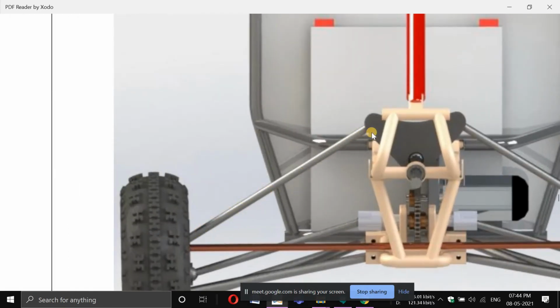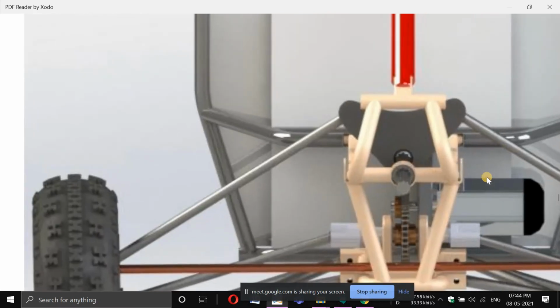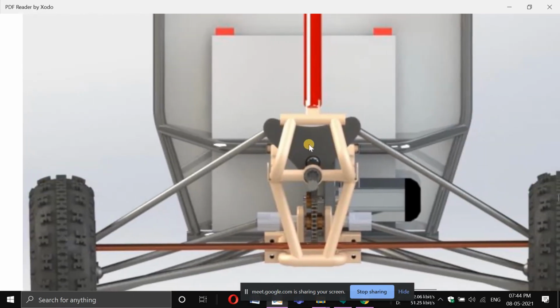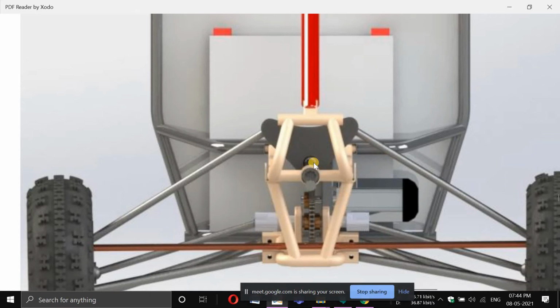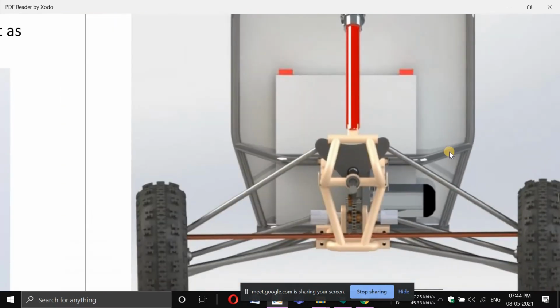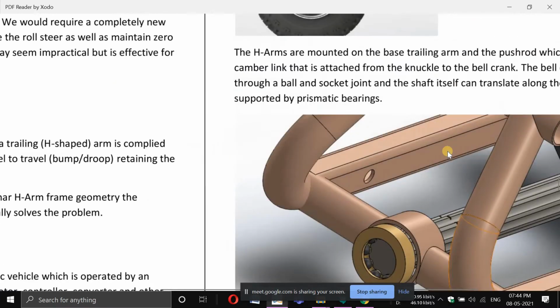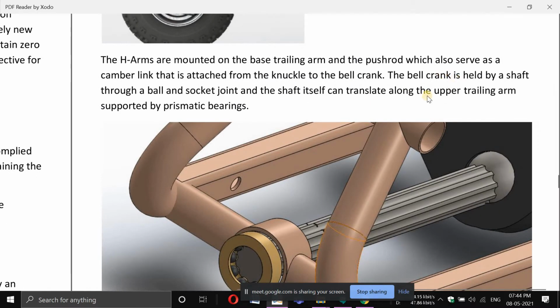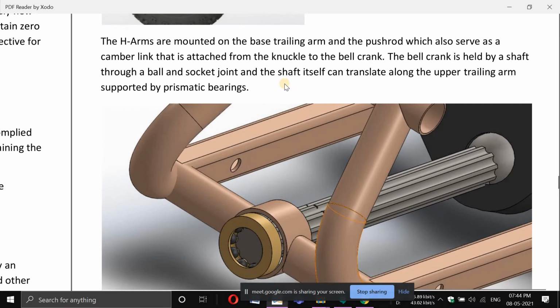The upper link. This is the lower H arm. This is the shaft, and this is the push rod. The push rod is rigidly attached to the bell crank. Bell crank has been mounted on a shaft using a ball and socket joint, and this is the another push rod. So bell crank is held by a shaft through a ball and socket joint, and the shaft itself can translate along the upper trailing arm, supported by a prismatic bearing.